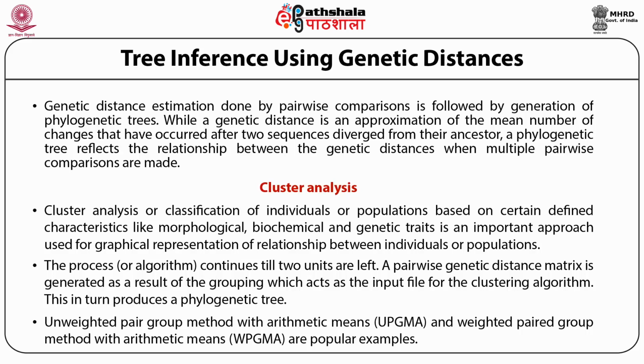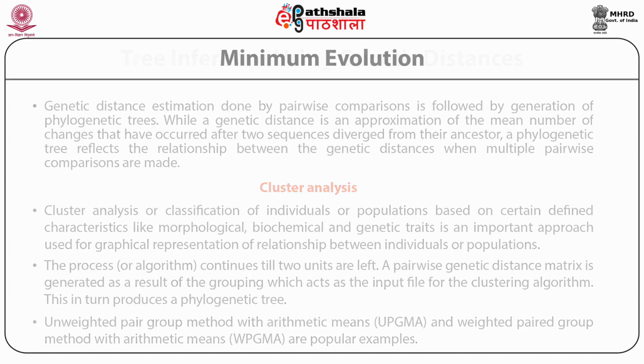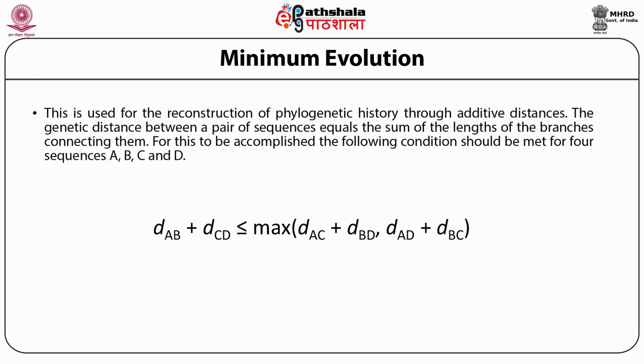The non-hierarchical methods require mentioning numbers of clusters to be formed at the beginning of the program and are so called k-means clustering. Minimum evolution. This is used for the reconstruction of phylogenetic history through additive distances, where the genetic distance between a pair of sequences is equal to the sum of lengths of the branches connecting them. For this to be accomplished, the following condition should be met for four sequences A, B, C and D, as you can clearly see this equation in this slide.